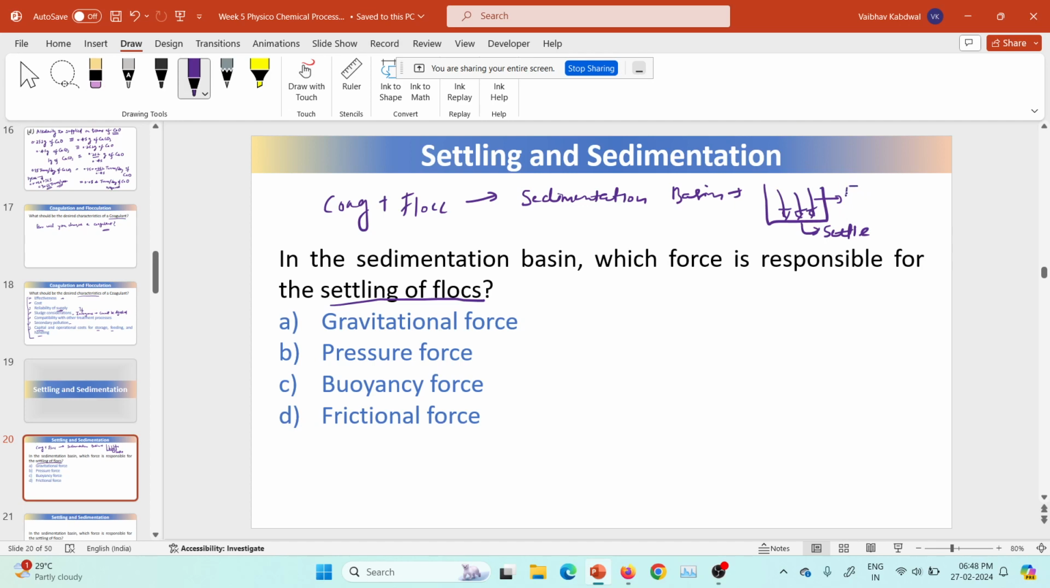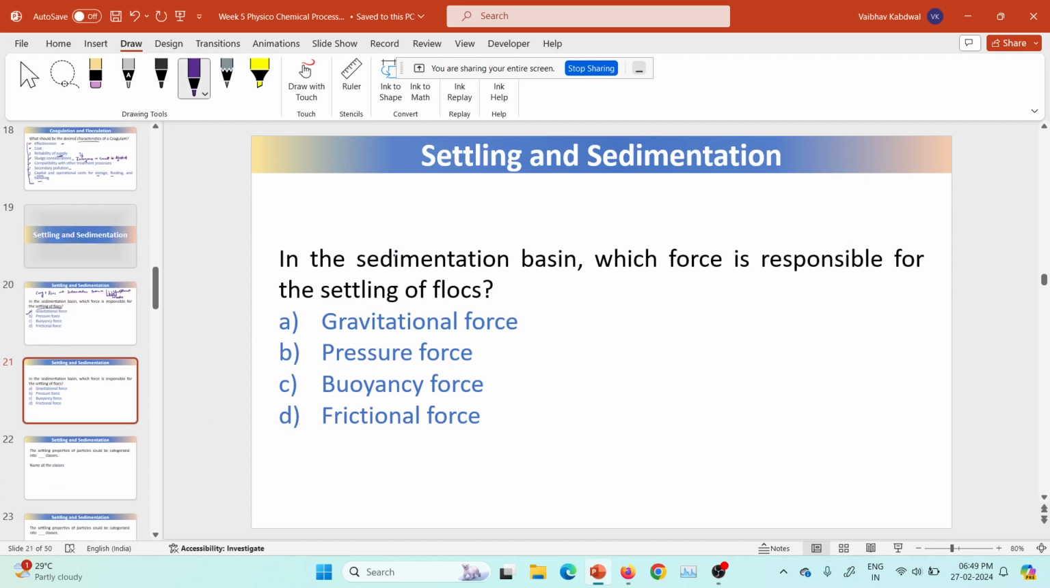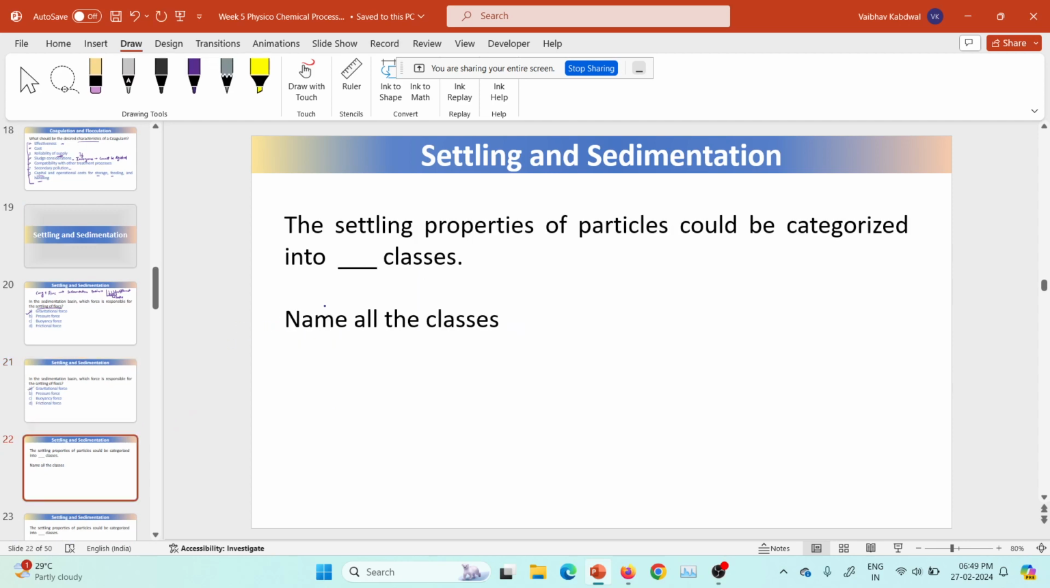The effluent is taken out. So the entire settlement of flocs is due to gravitational force. In a sedimentation basin, which force is responsible? That is gravitational force. We understood it.